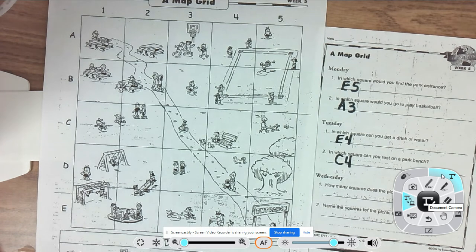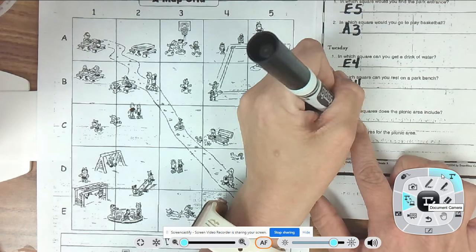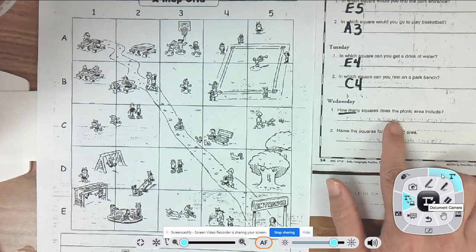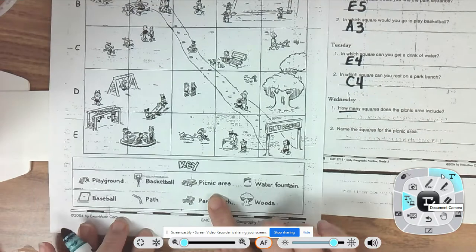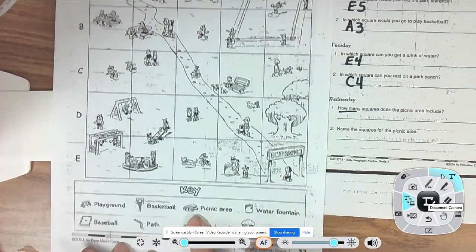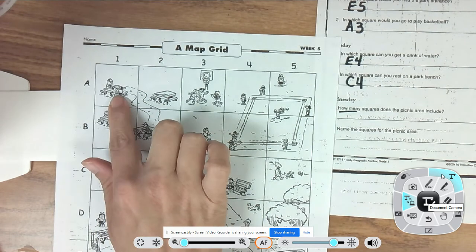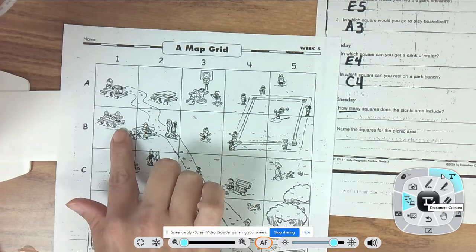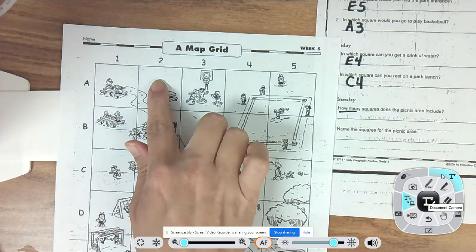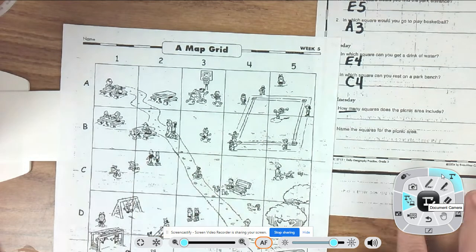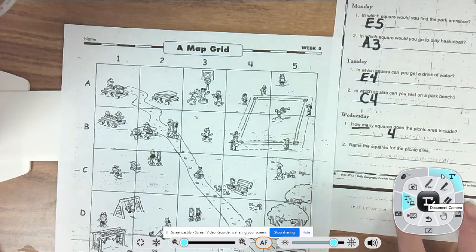All right, now we're moving on to Wednesday's question. How many squares does the picnic area include? They want a number. Well, we're going to find our picnic area. Remember, look at our key. See the tables. Let's go back to our map and find the tables. They're right here. A1, A2, B1, B2. But they want to know how many. Well, that would be 1, 2, 3, 4. There's 4 boxes for the picnic area.